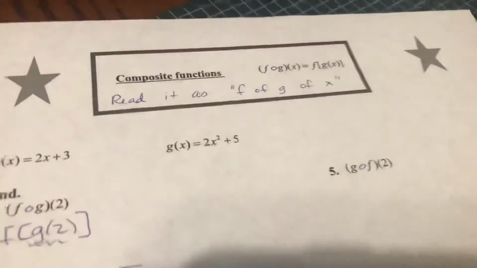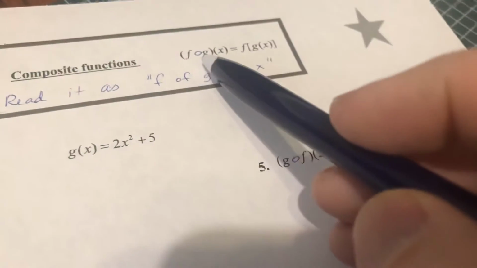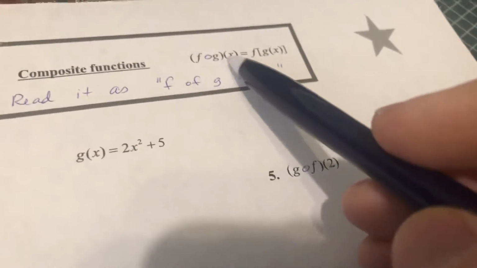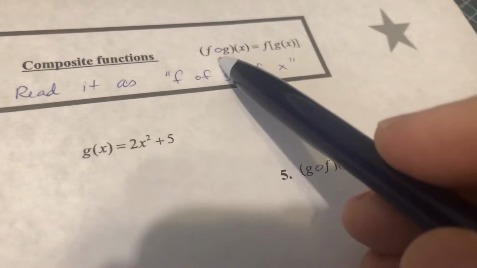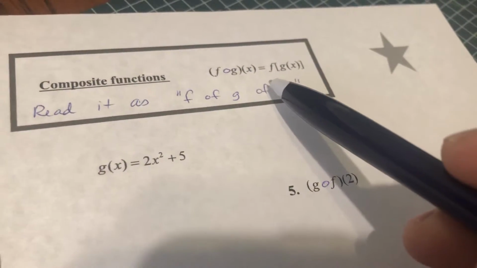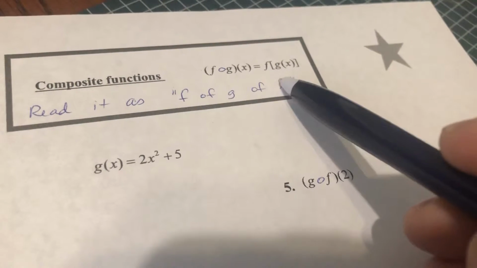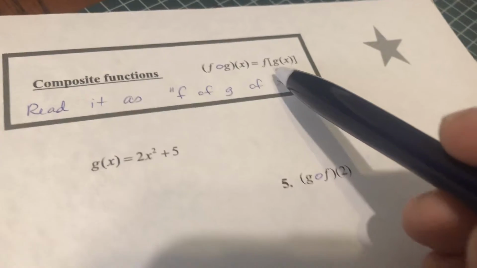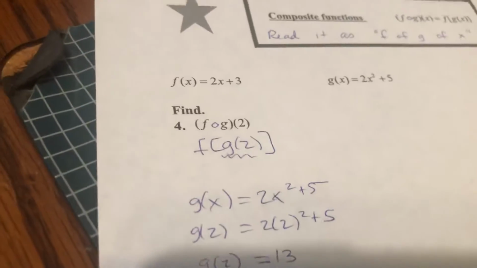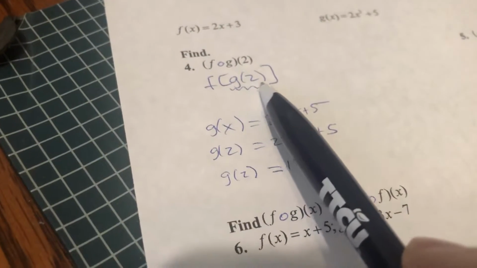So we are going to talk about composition of functions. You read this as f of g of x. That is not a multiplication symbol. Or you could write it this way, which means exactly the same thing. I prefer this way, but either way is fine. So if we want to find f of g of 2, if I write it the other way, it looks like this, f of g of 2.